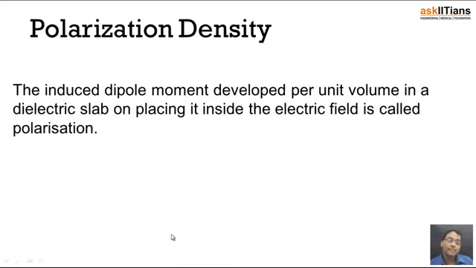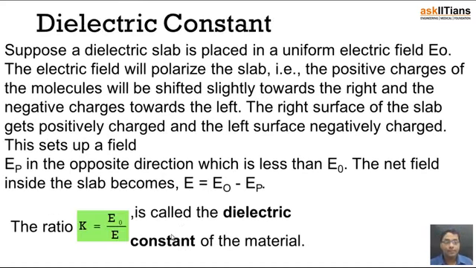What exactly is polarization density? As the name itself suggests, if a molecule has got polarized, then how much has been the polarization? Obviously, the polarization is going to be uniform. So the dipole moment developed per unit volume of a dielectric when you place it in an electric field, that is what is known as the polarization density. Then what we are going to discuss is the dielectric constant. Now let me just explain that.